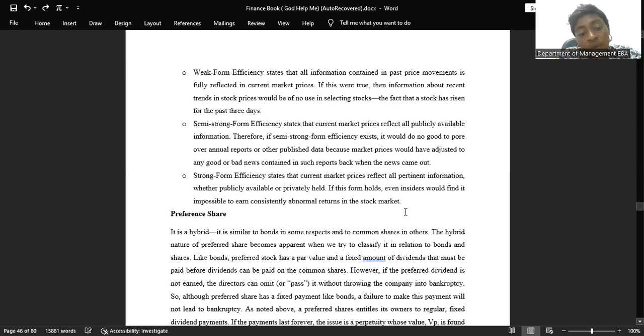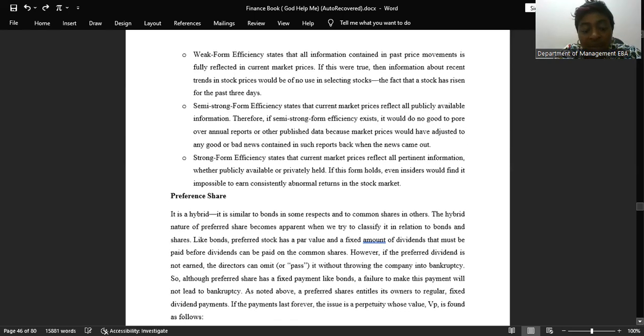Then we have the strong form of the efficiency hypothesis. That one is saying that the shares reflect every information: the historical price movement, the publicly available information, and insider information. Insider information is very hard to come by. Therefore, you cannot outsmart or outperform the stock market, or consistently make a profit on it.